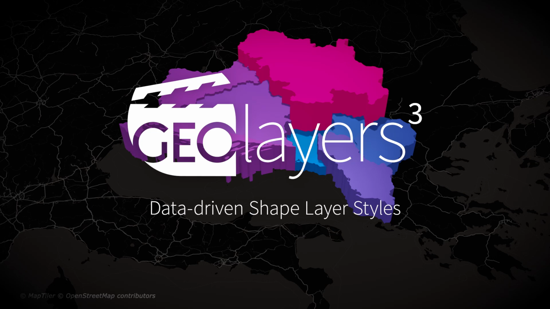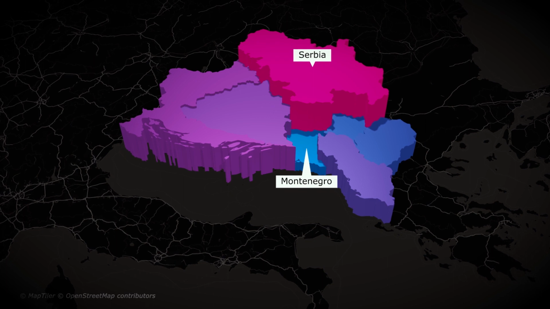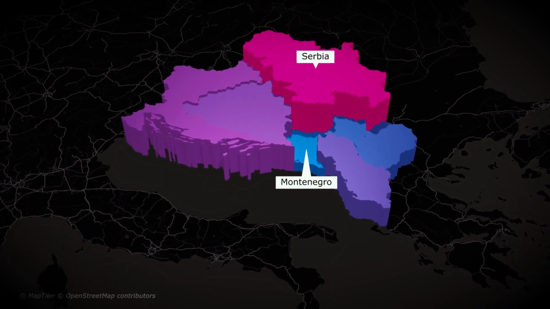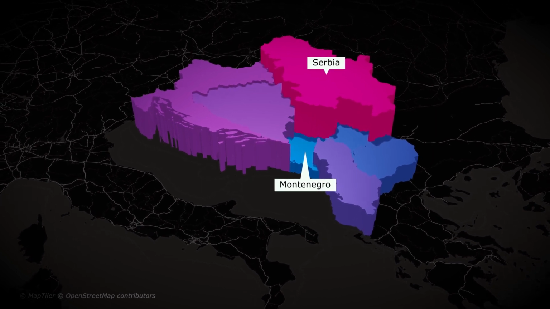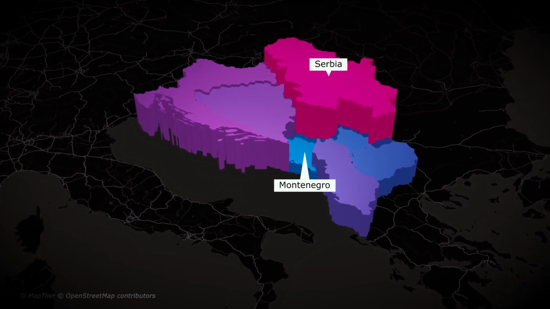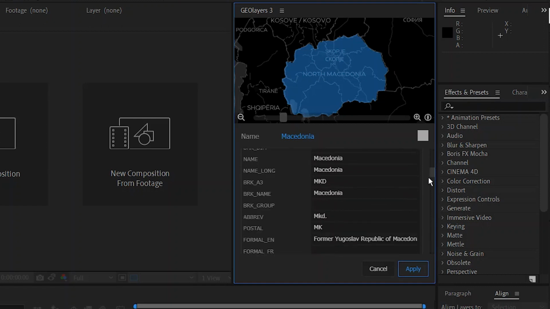Okay, in this tutorial, I'm going to show you how to visualize data with GEOlayers. So we're going to visualize the population of a few countries here. Therefore, we're going to have a look at the feature browser. We're going to investigate features.